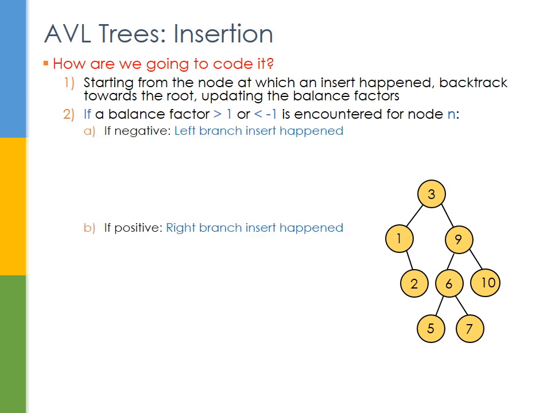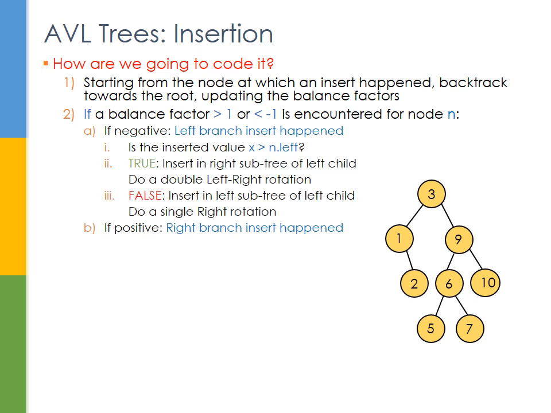Now, if we have a negative balance factor, then it means that we have a left branch insertion that has taken place. And if the balance factor is positive, then we know that a right branch insertion has taken place. So let's look at our first case where we have a negative balance factor of negative 2, and we know that a left branch insertion has happened.